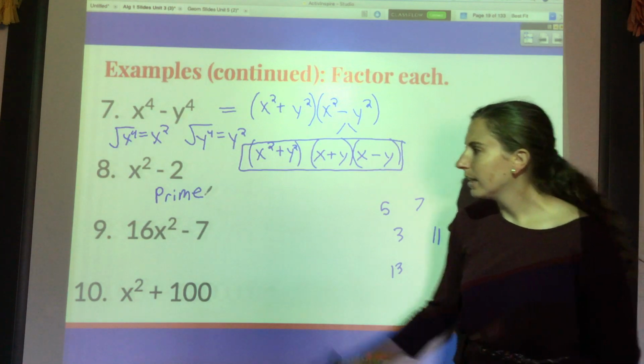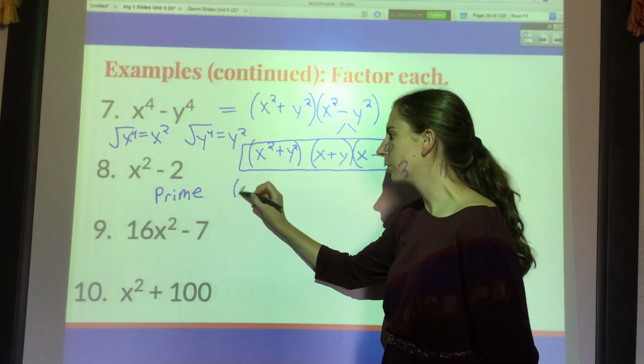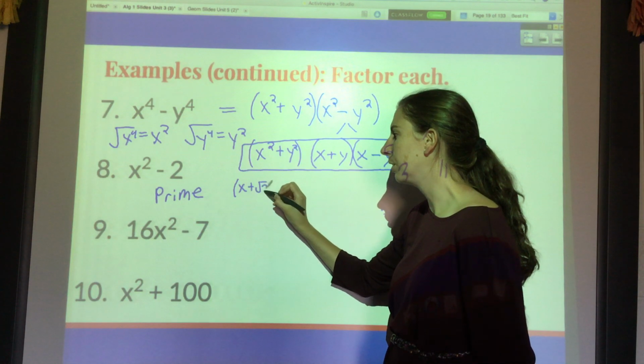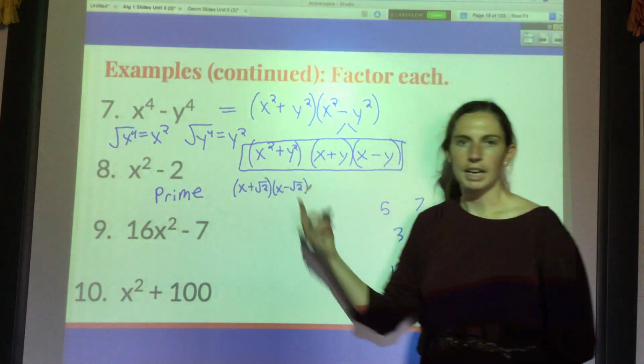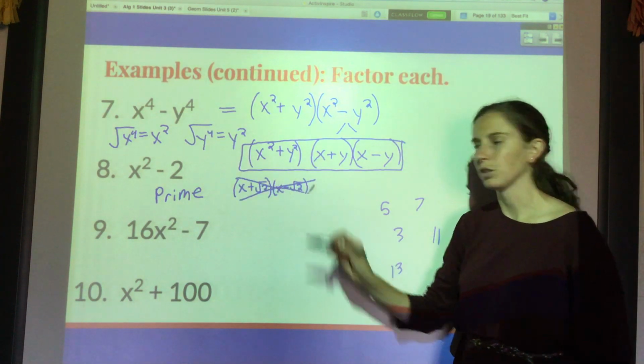I mean, technically on this one, if you really wanted to, you could have split it into x plus square root of 2 and x minus square root of 2, because that's the square root of 2 anyway, but I wouldn't bother getting into radicals.